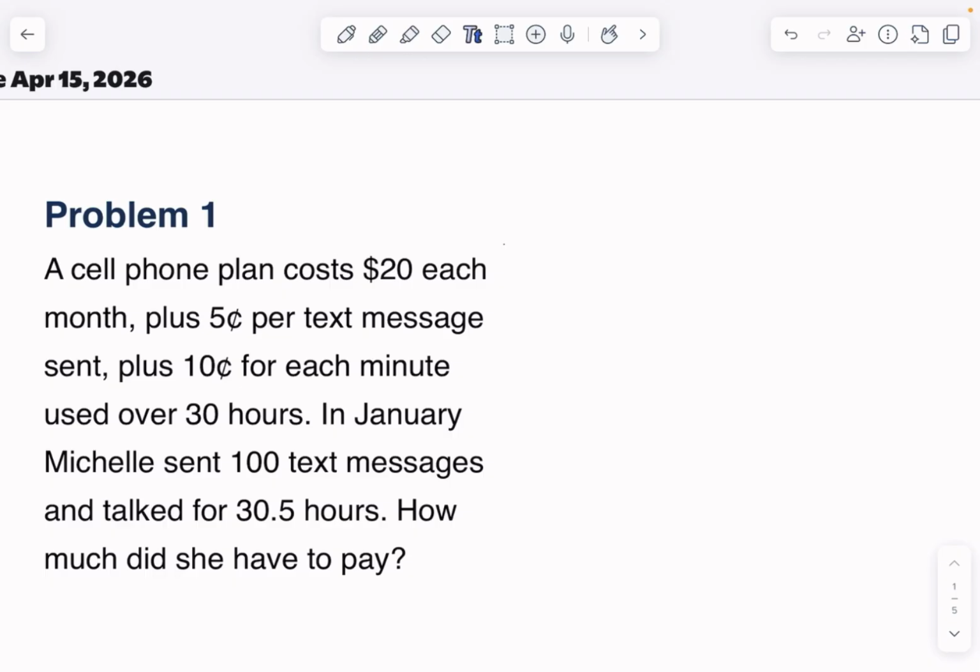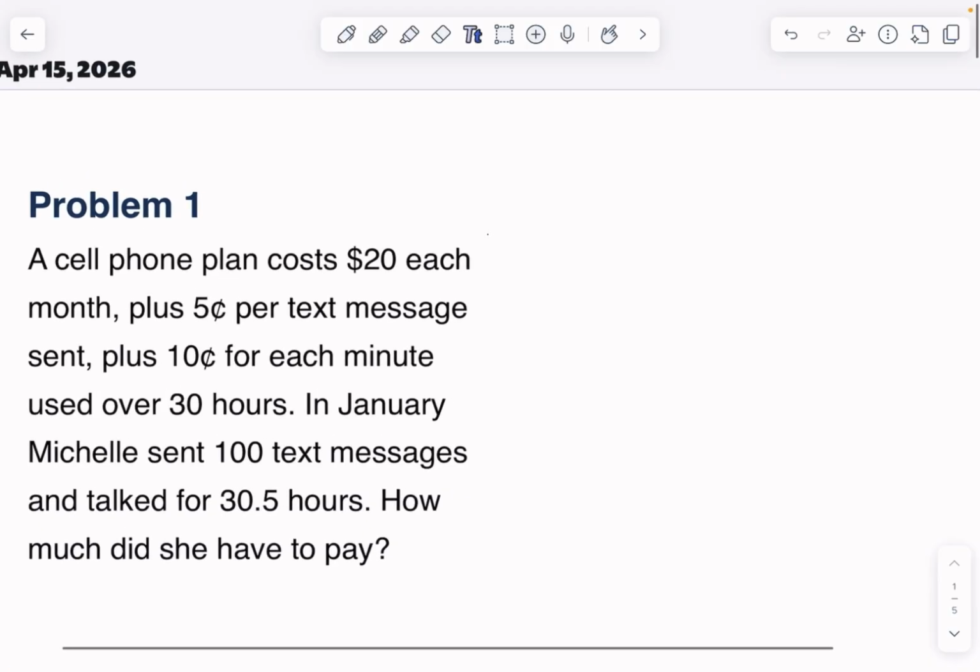A cell phone plan costs $20 each month, plus 5 cents per text message sent, plus 10 cents for each minute used over 30 hours. In January, Mitchell sent 100 text messages and talked for 30.5 hours. How much did she have to pay?